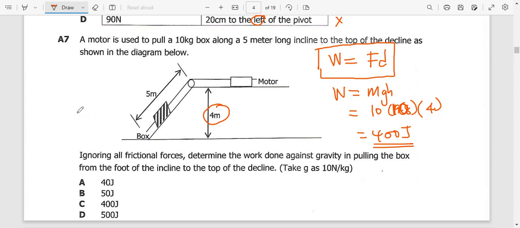Okay, so every time you are talking about something going up, you always use height. So never use this distance, because we don't know what force is pulling in this direction. So you always use mass times gravity times height as long as you've got something going up. It doesn't matter whether it goes up straight or along an incline. So, is that okay? Okay.